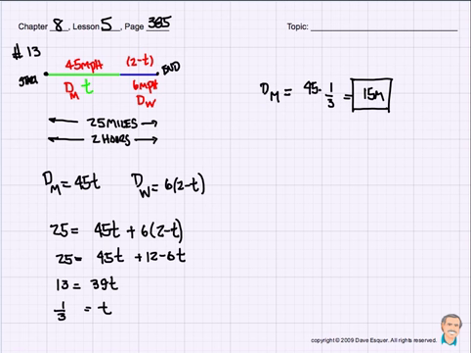Remember, it helps to draw a picture, understand what we're asking, and usually we can come up with our solution.